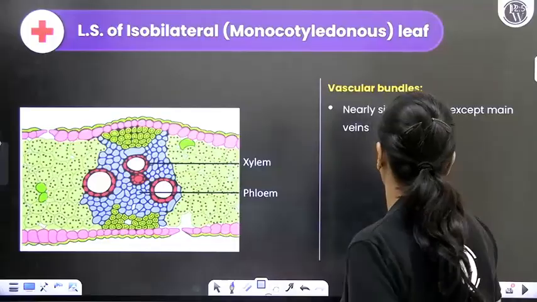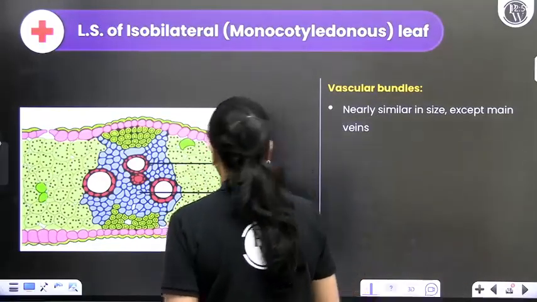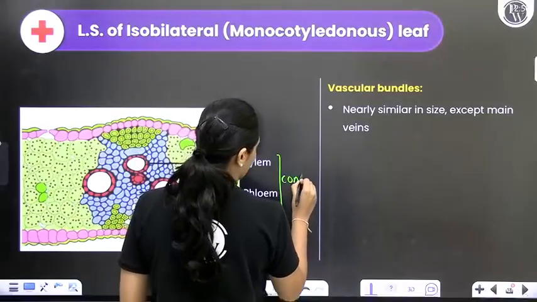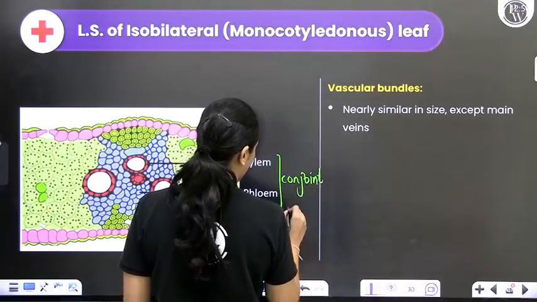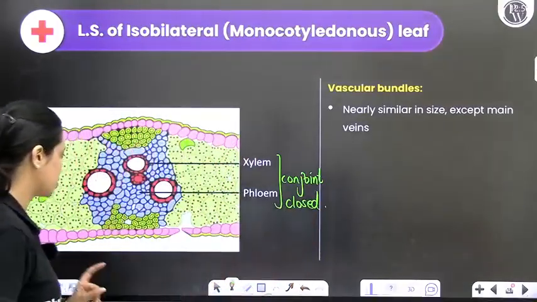Here, you can see xylem and phloem present together. We call it conjoined. Because there is no cambium, we call it closed. This is not mentioned in your textbook, but you may see this here, so I will tell you.